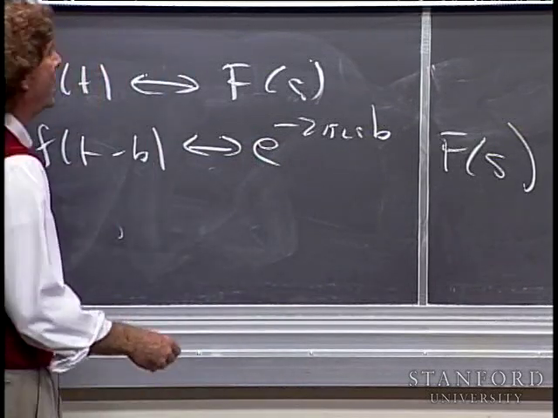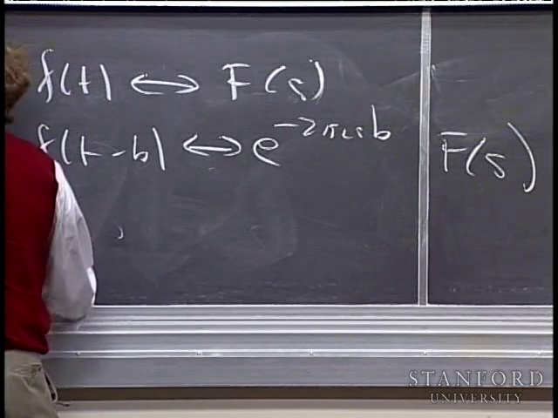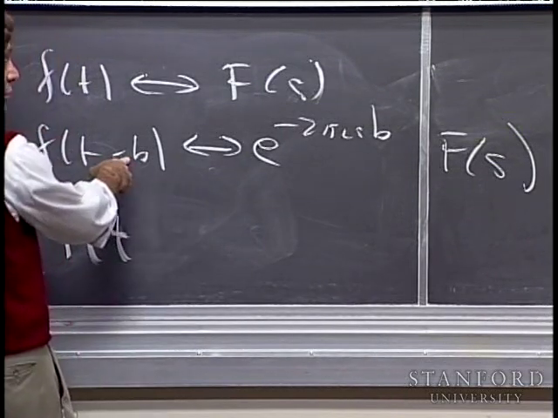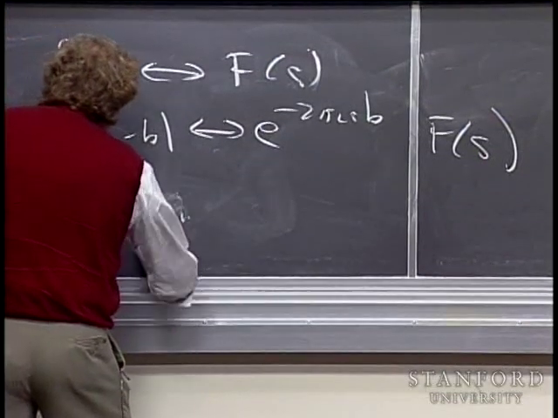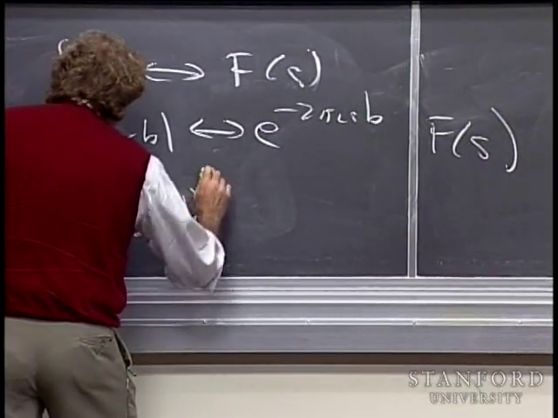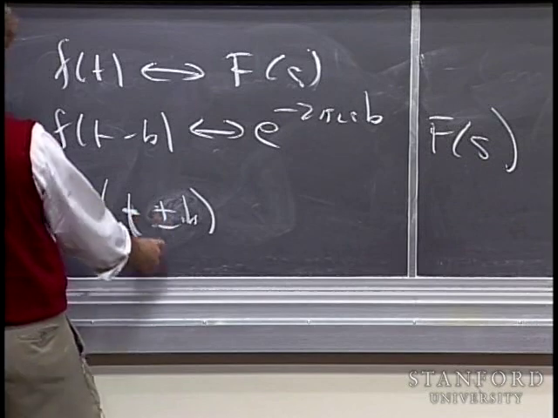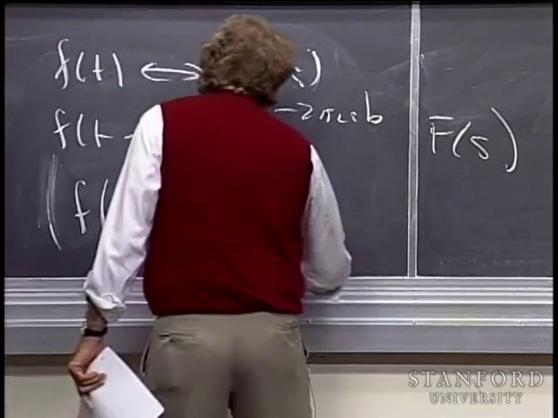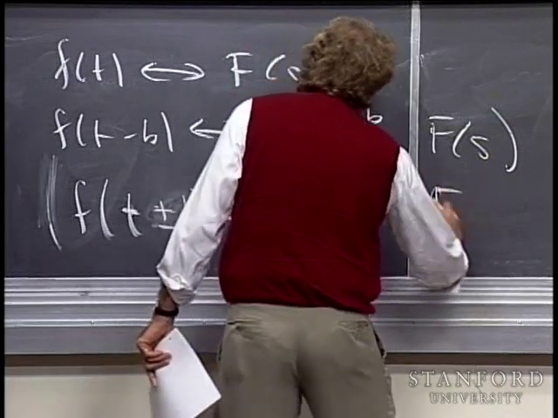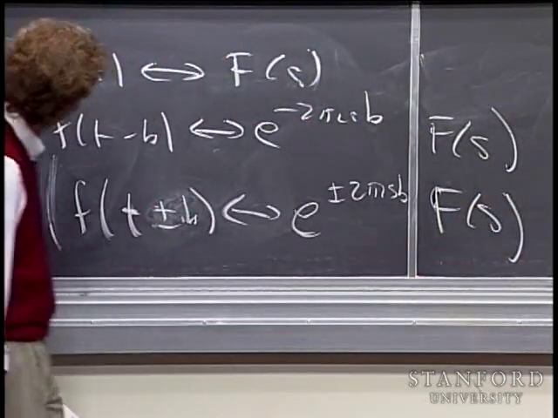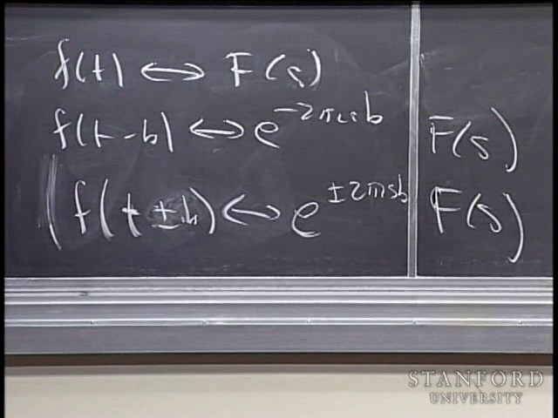So it's maybe worthwhile to write down, in general, f of t. If I changed a plus to a minus, the minus to a plus here, I'd have a plus here. So I usually write down the formula that looks like this. The Fourier transform of f of t plus or minus b corresponds to e to the plus or minus 2 pi i s b capital F of s. Okay? Same formula. I haven't done anything different, but sometimes I like to remember them distinctly, but that's my own burden.